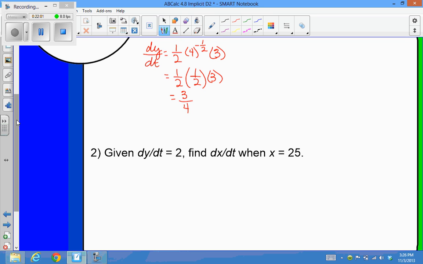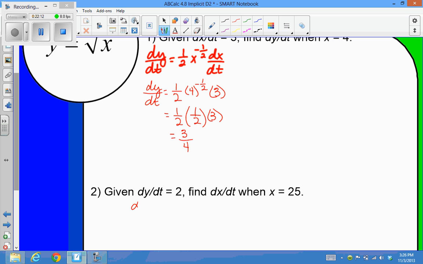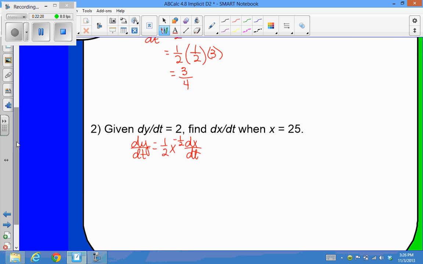Okay. Given dy/dt is 2, find dx/dt when x is 25. Well, you're looking at the same formula, which I should bring down here so I can see. dy/dt equals 1/2 x to the negative 1/2 dx/dt. And so we're going to plug in the numbers that they give us on this one. dy/dt is 2 equals 1/2 times x is 25 to the negative 1/2 dx/dt.